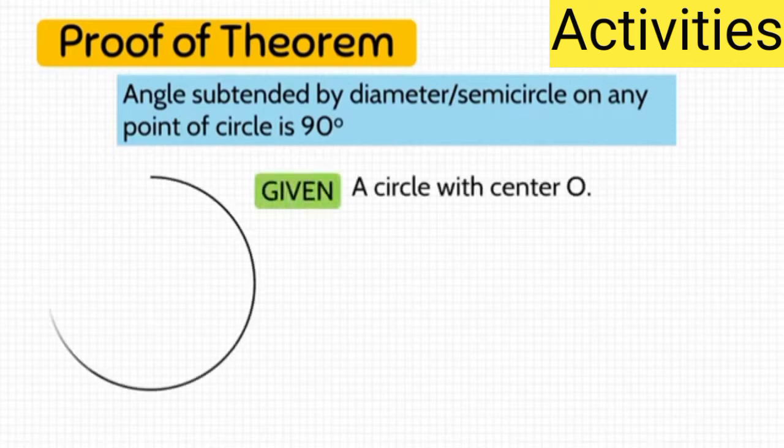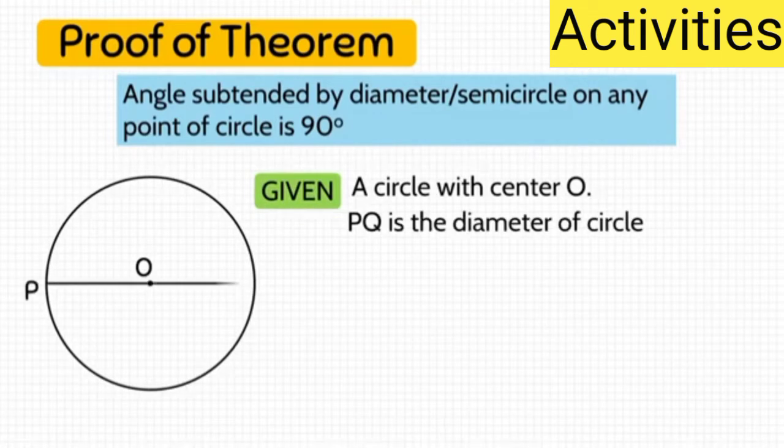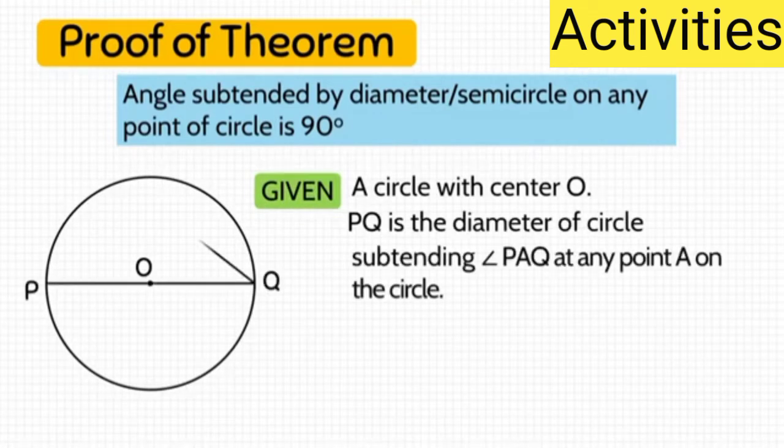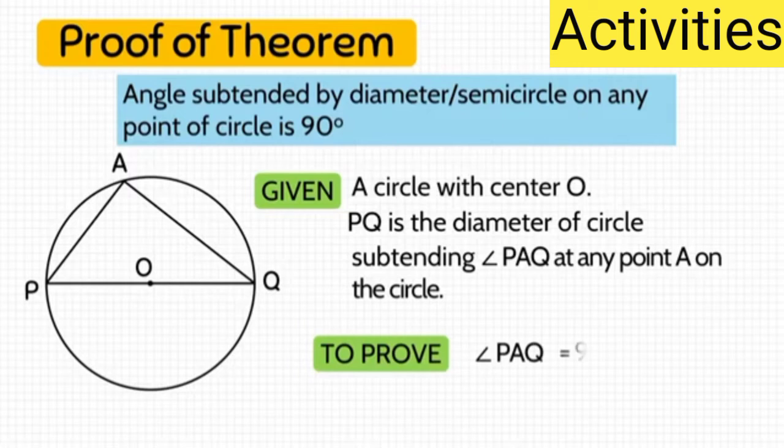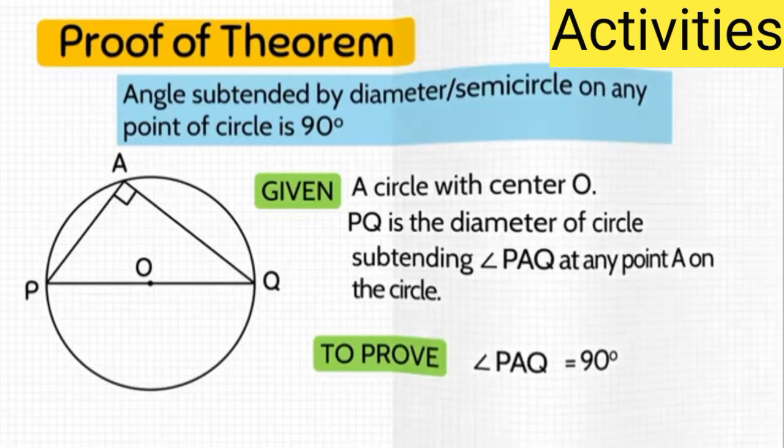Here we are given a circle with center O and PQ is the diameter of the circle, subtending angle PAQ at any point, let's say A, on this circle. And we have to prove angle PAQ equals 90 degree. So let's prove it.